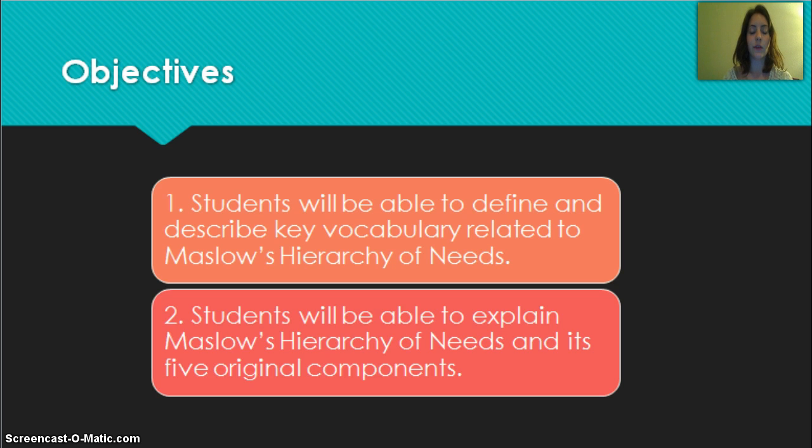Our 2 objectives for this portion of the lesson are that students will be able to define and describe key vocabulary related to Maslow's hierarchy of needs, and that students will be able to explain Maslow's hierarchy of needs and its 5 original components.